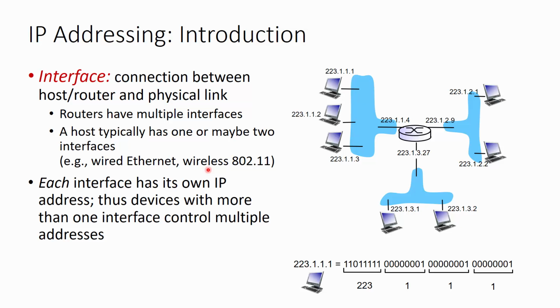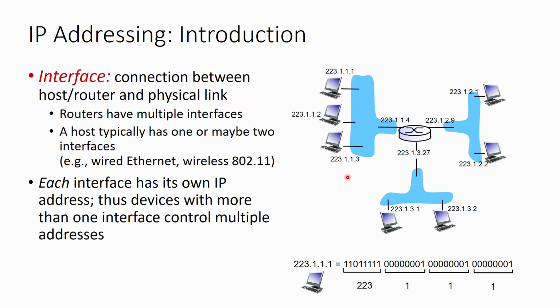So remember that every interface has its own IP address. So devices that have more than one interface have multiple addresses. Let's look at this example over here. This example has a router in the middle, and this router is controlling 3 different subnets. The subnets are these blue amorphous clouds. And just for now, think about subnets as networks, as local area networks that enable these computers to talk to each other. The router manages the connection between each of the 3 networks.